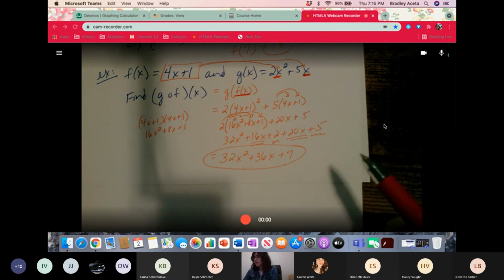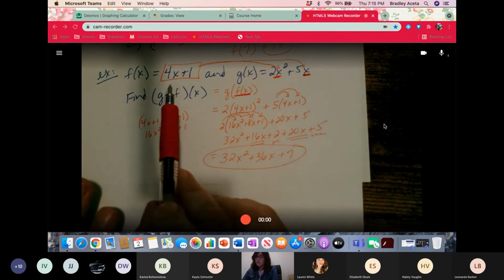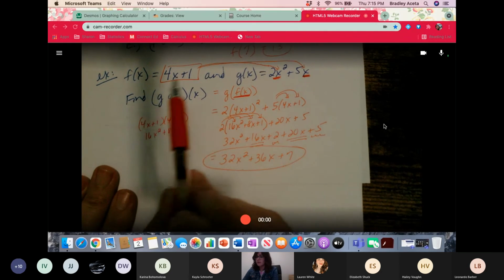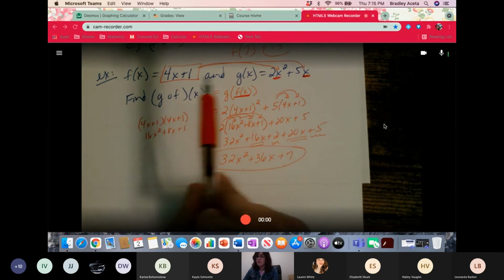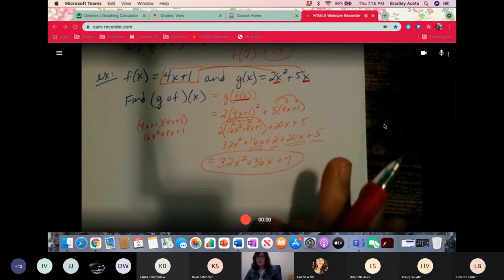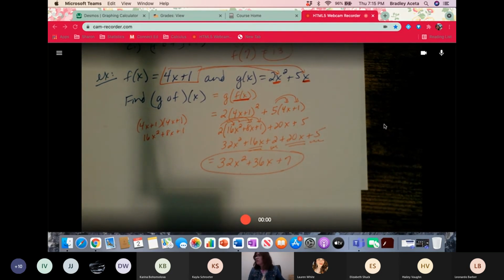If I asked you what is the domain and range, remember, for both of these, the domain is the same because they're both the same. This is from negative infinity to infinity, and so is this one. That's how we do composition of functions of numbers.